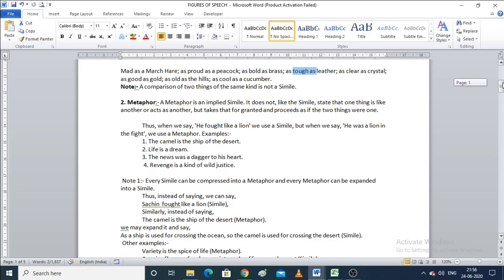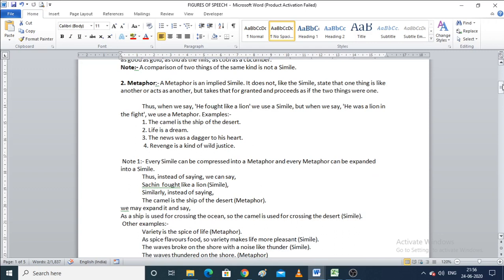Now come to the second one. Metaphor. Metaphor is an implied simile. Now what is metaphor actually? In simile we compare two things, but in metaphor we declare that the thing is that only. Now for example, how do we say in simile that he fought like a lion, right? So it is a simile. But when you are saying it in a metaphor, you will say that he was a lion in the fight.